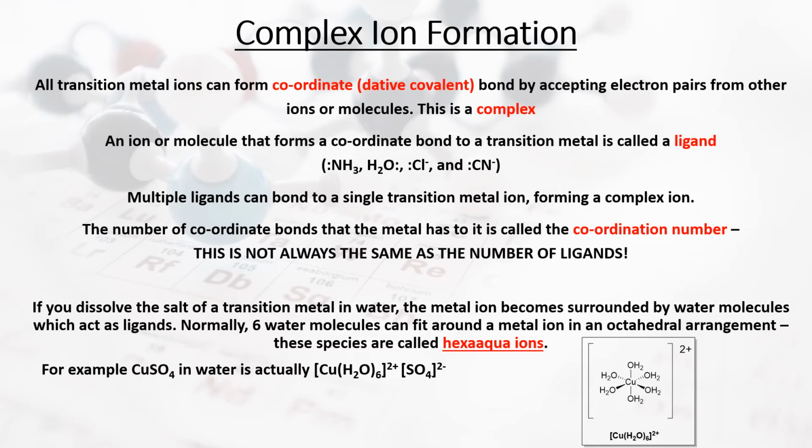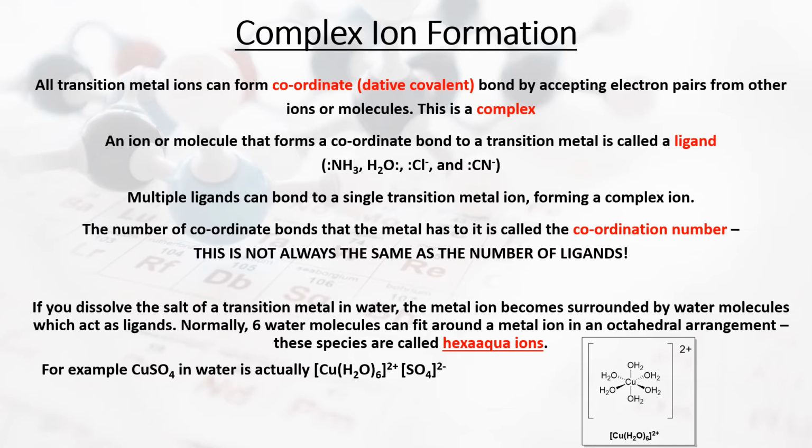And if we dissolve the salt of a transition metal in water, what we actually create is a complex ion. The metal ion becomes surrounded by water molecules, and these water molecules act as ligands. Normally, 6 water molecules can fit around a metal ion in an octahedral arrangement, with all bond angles of 90 degrees. If we have 6 water molecules, we call this species a hexaaqua ion, literally 6 waters.